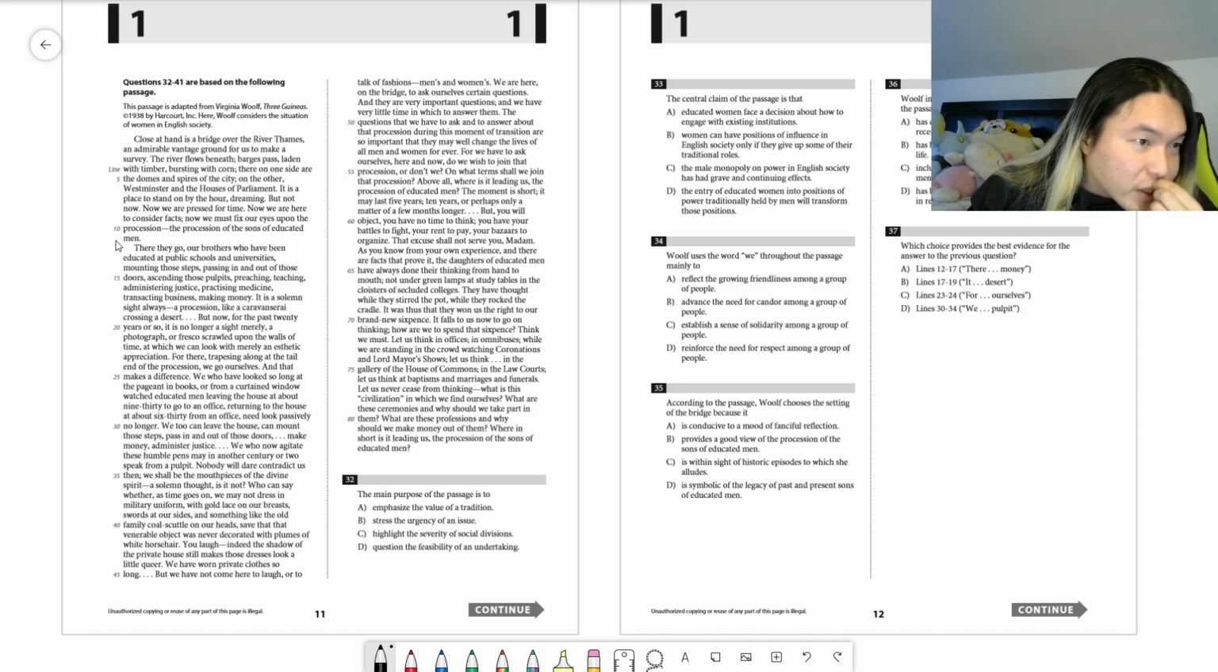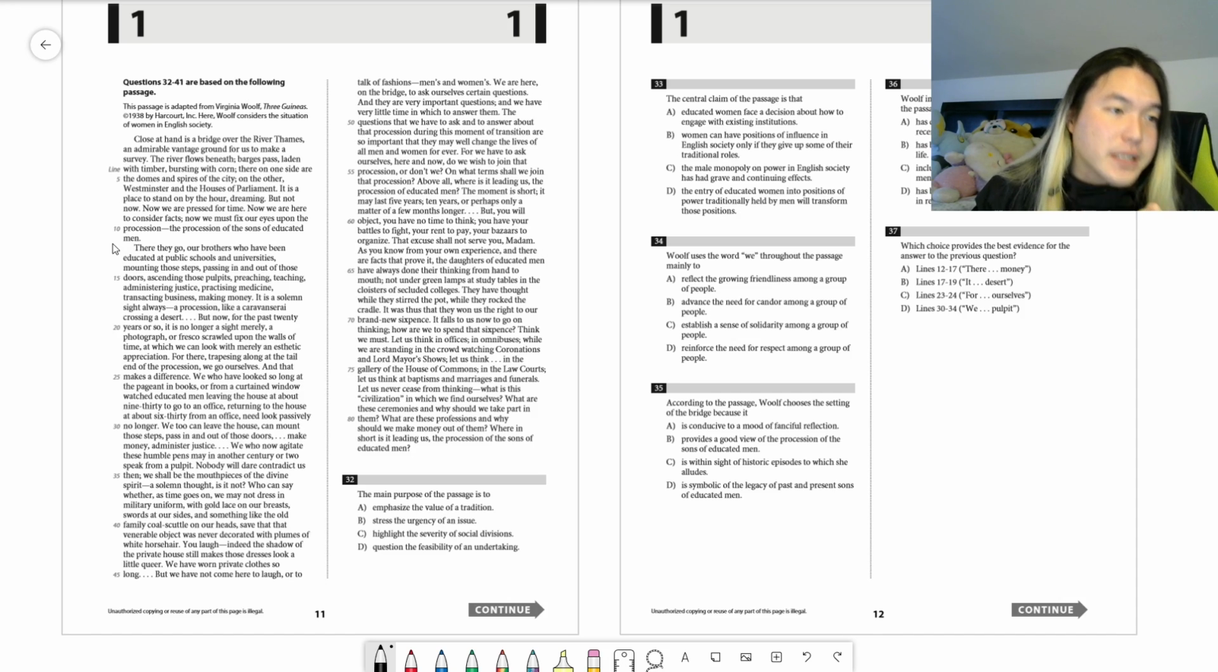There they go, our brothers who have been educated at public schools and universities, mounting those steps, passing in and out of those doors, ascending those pulpits, preaching, teaching, administering justice, practicing medicine, transacting business, making money.